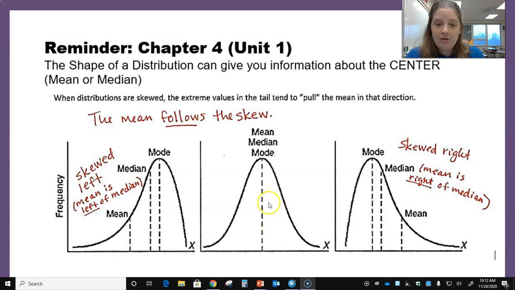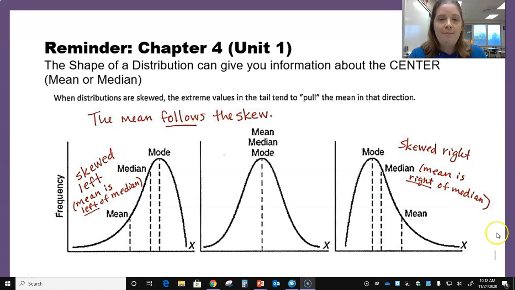In an approximately symmetric distribution, the mean and median are usually about the same. And then in a distribution that is skewed to the right, the mean follows the skew. The mean tends to be pulled by those extreme values and is greater. It's on the right side of the median.